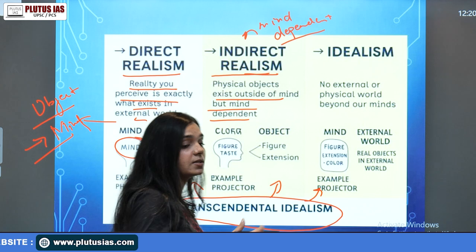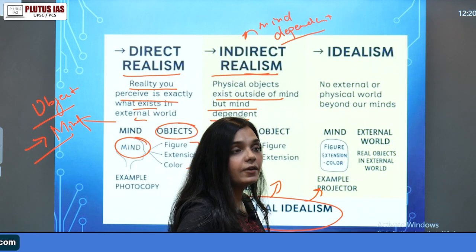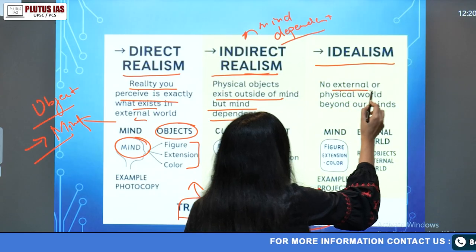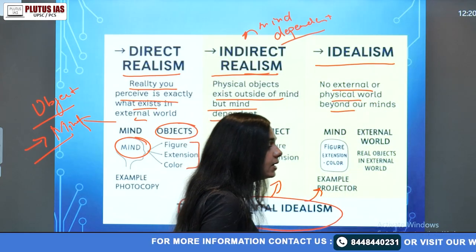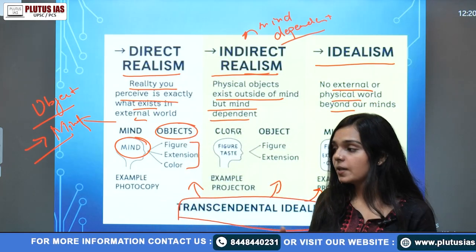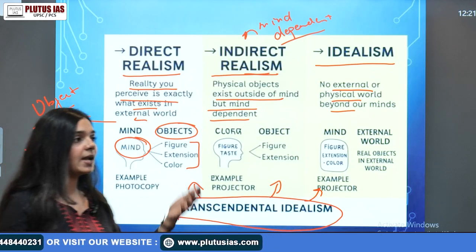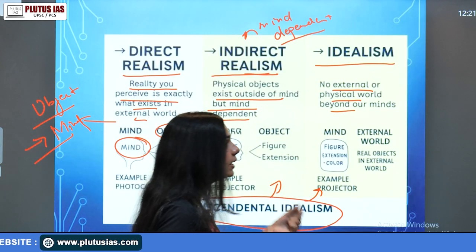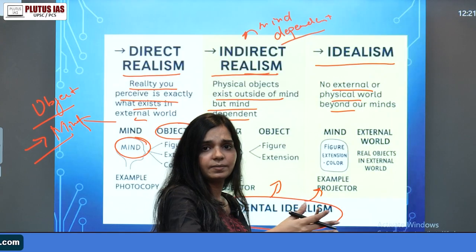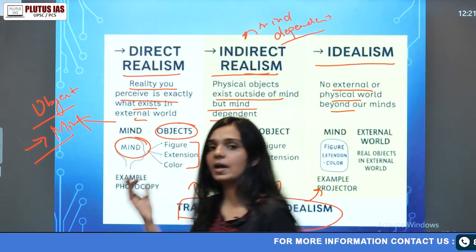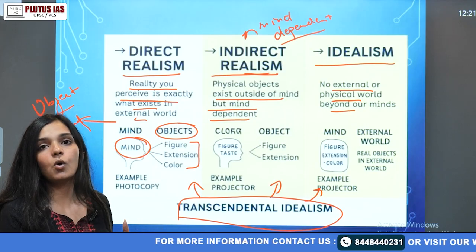Then we have idealism. There are certain idealist philosophers also, which we will read about in detail. Idealism says there is no external or physical world beyond our mind. This will help you understand more in detail. Idealist philosophers and idealist people are those who think that there is nothing beyond our mind. Whatever is existing, it's all in our mind. In reality, there is no object, right?